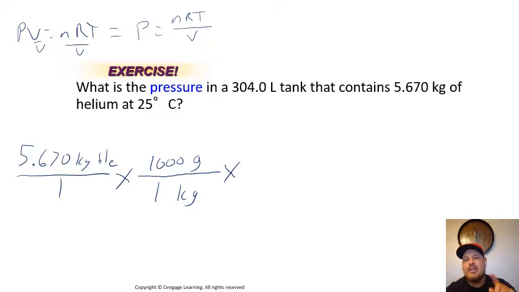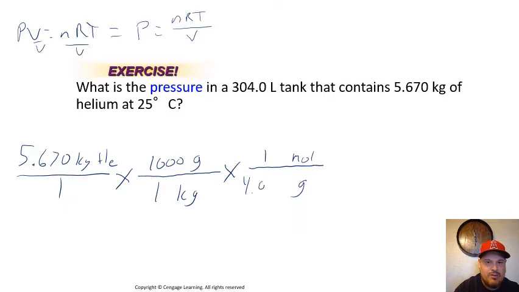My next thing is I'm going to convert it now to moles of helium. In order for me to convert to moles of helium, I know that my conversion factor is molar mass. So I'm going to get rid of grams. I'm going to put grams down here, moles up here. For every 1 mole of helium, I have 4.003 grams. Start canceling out my units, and I'm left with moles of helium.